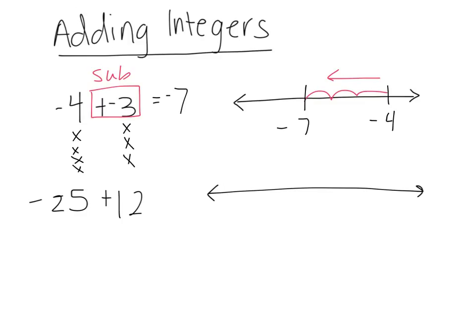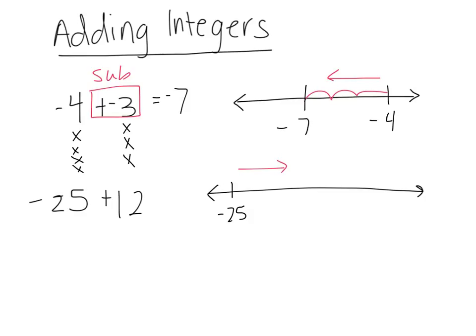Now on the bottom you can do tiles if you want to, but that is a whole lot of X's and O's. So what you need to note here, and here's where the rule comes into play. I'm going to show you on the number line first, and then I'm going to show you with the rule what to do. So we're starting right here at -25. We are adding positive 12 tiles. So what this means is when you add, that means you are going to go to the right.